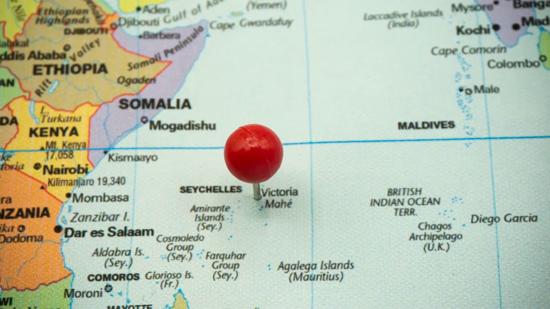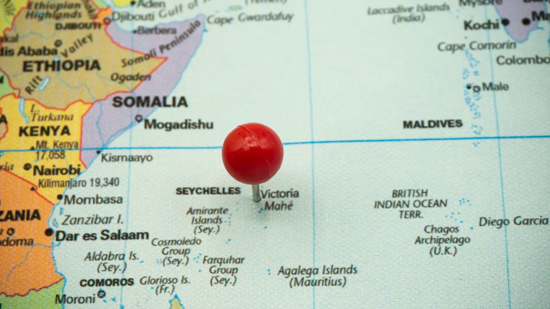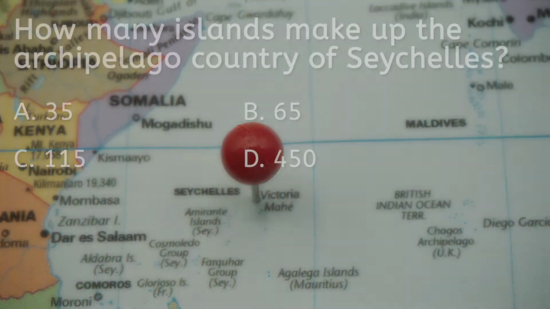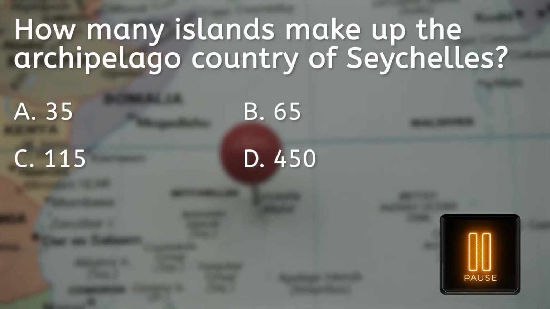Next on the itinerary is Seychelles, a group of islands northeast of Madagascar and over 800 miles from the mainland. How many islands make up the archipelago country of Seychelles? Make your best guess.